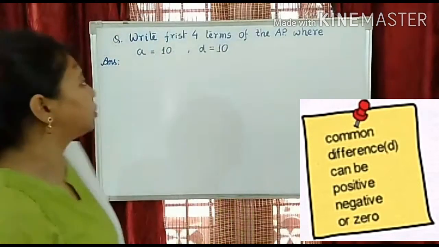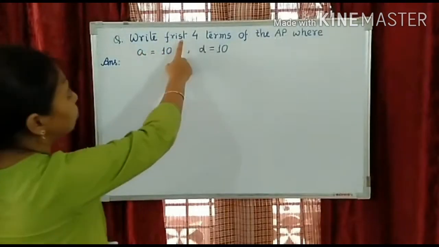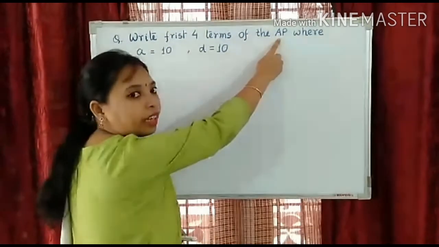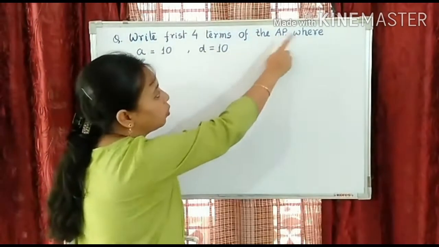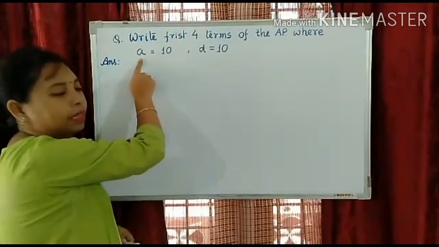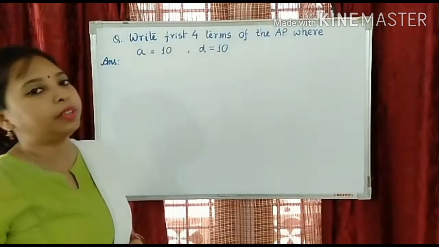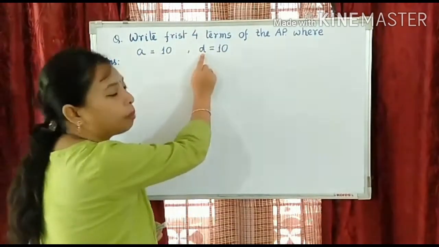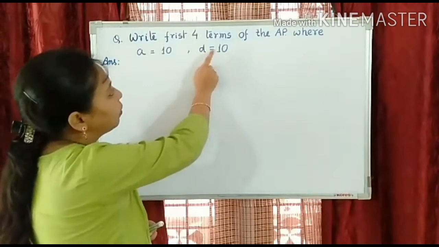Now see one question. Write the first 4 terms of the AP, in short AP means arithmetic progression, where a equal to 10 and d equal to 10. Here a means the first term, which generally we denote by small a, and the common difference we denote by small d. The d is equal to 10.